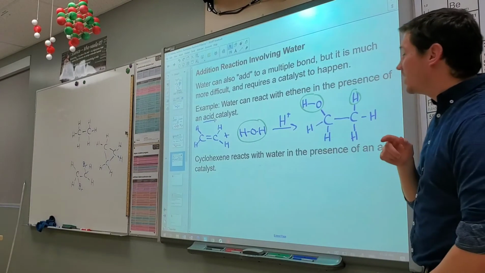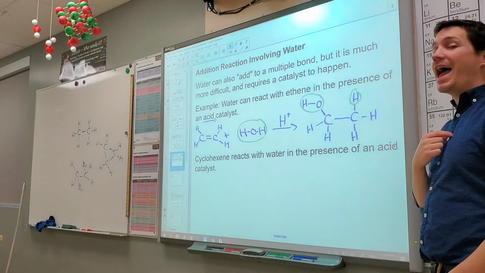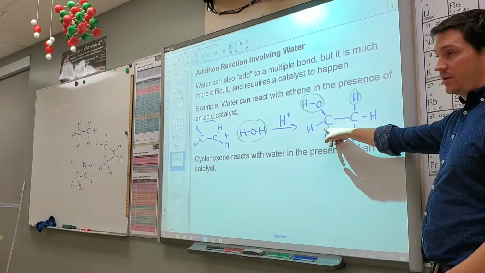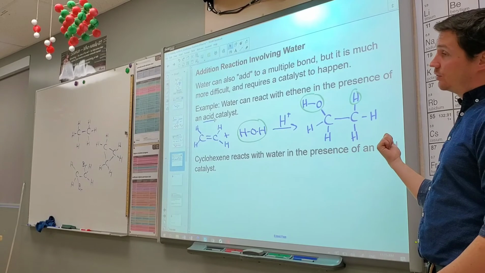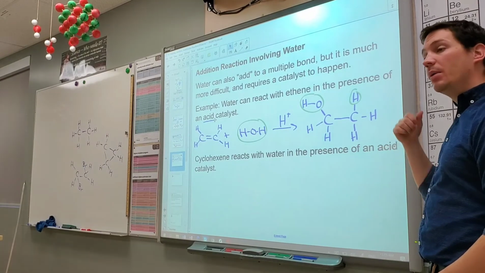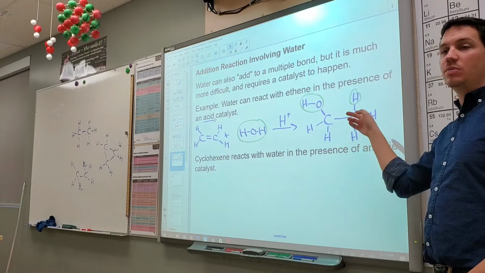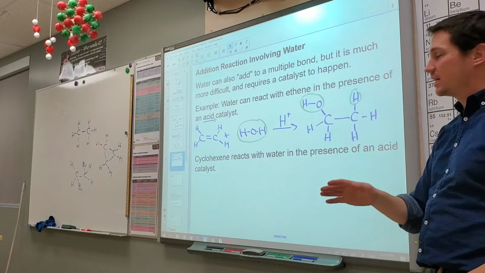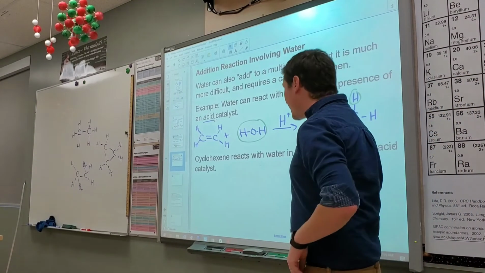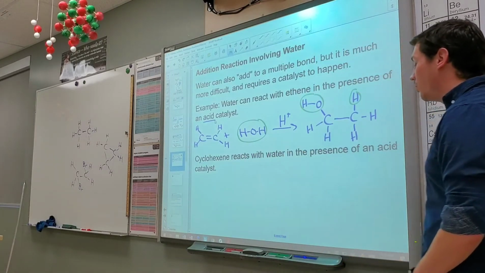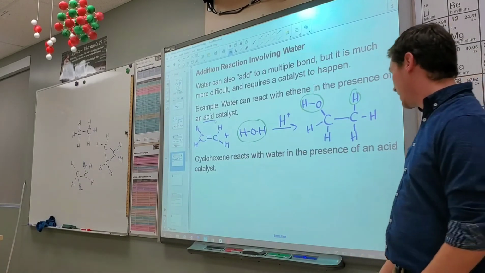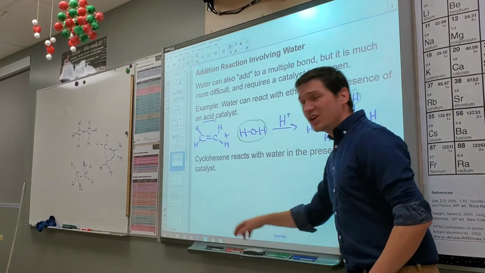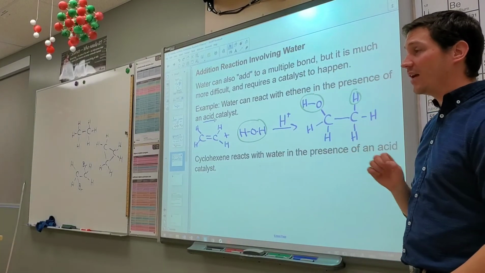Okay, let me be very clear. Did we have to add the OH to the first carbon? No, we could have added it to the second carbon. But it doesn't make a difference because this molecule is so small, okay? We'll come across an example of where that's not the same. Cyclohexene reacts with water in the presence of an acid catalyst. So what I would like you to do is go ahead and try to write out that reaction.